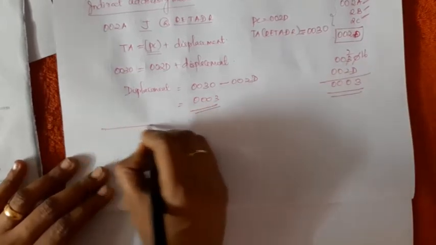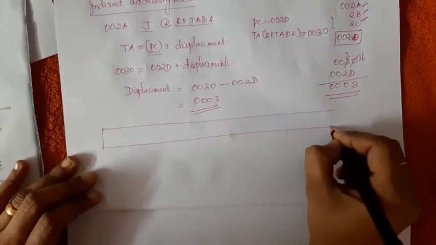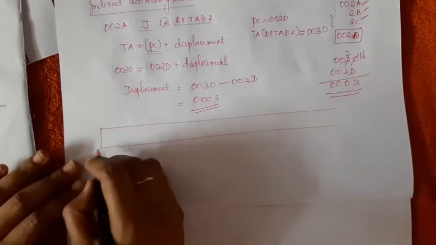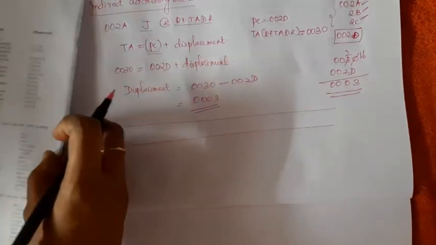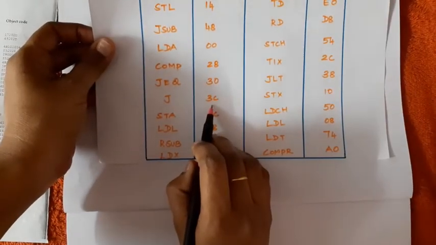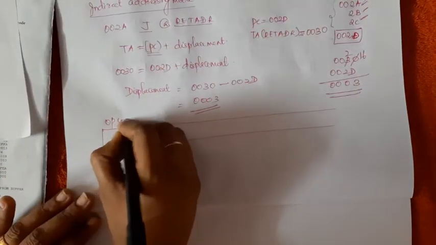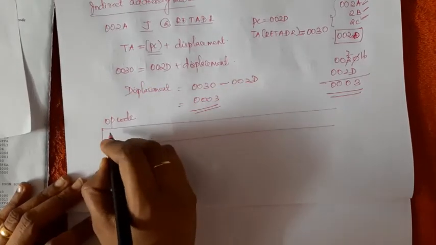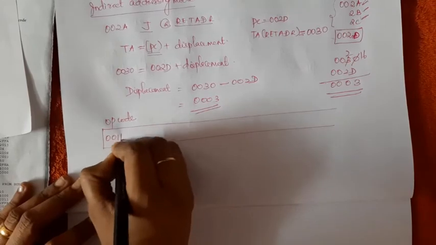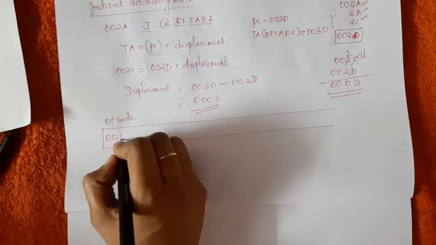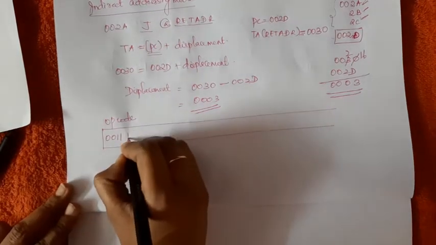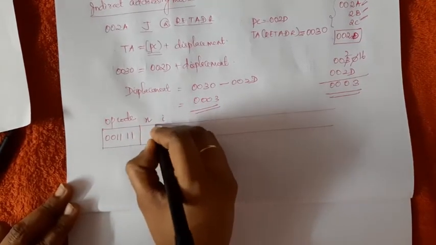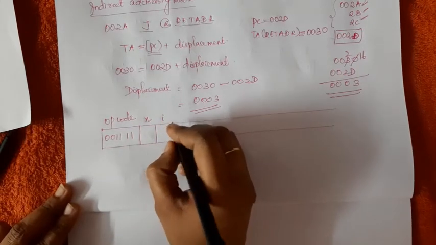Now we have to draw the format here. This is a 3 byte instruction format. So you have to draw the format for that opcode. The opcode value for J is 3C. So write 0011 for the 3, and the C value is 1100. We will write 11 alone, as the opcode holds 6 bits. Then N and I, and all such things we have to write.